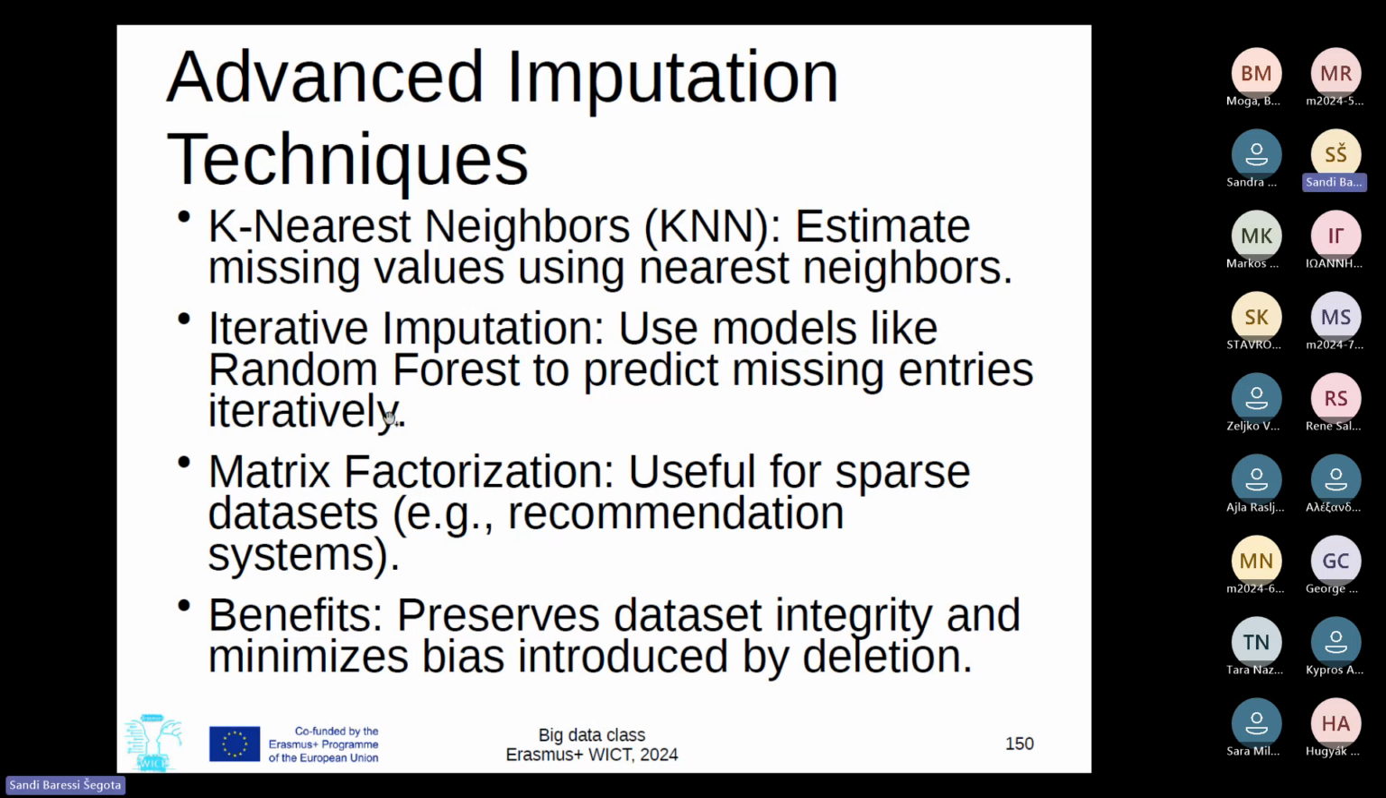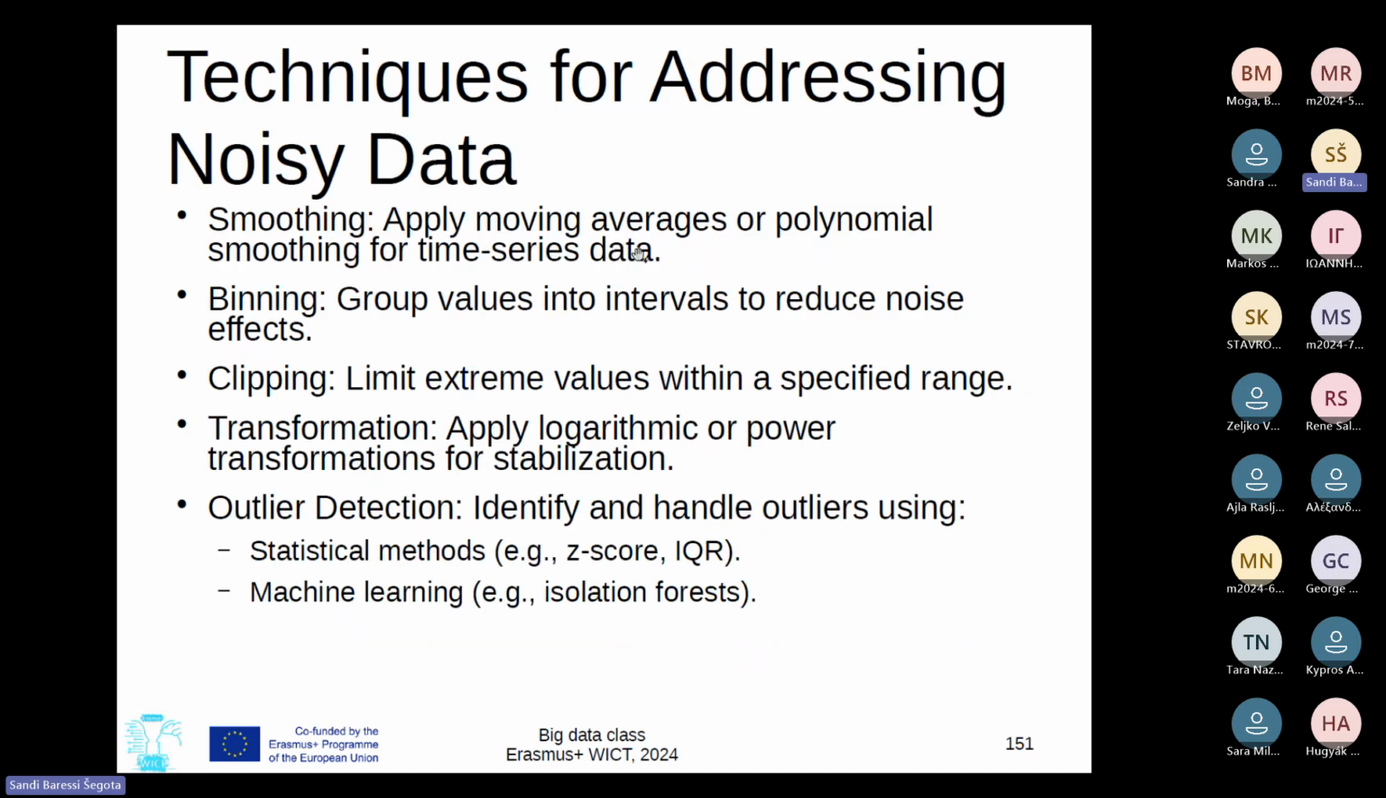You can use models like random forest to do iterative imputation. You can do matrix factorization, and there are a lot of techniques. I didn't mention Boltzmann machines here and so on, that you can use to impute data into the data set, essentially trying to guess the value of the missing data based on the other data. What happens if you have noisy data?